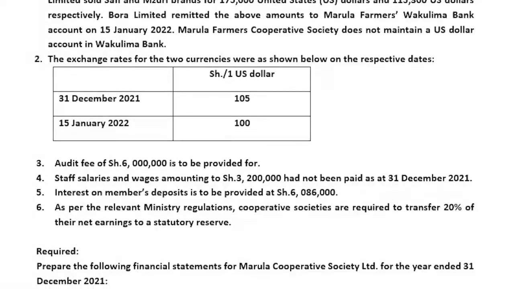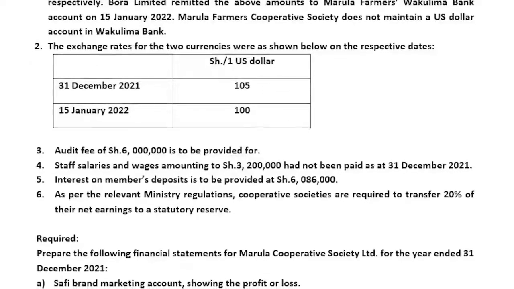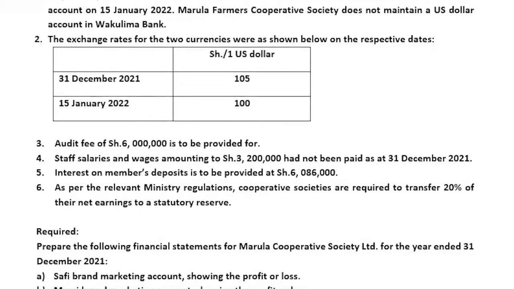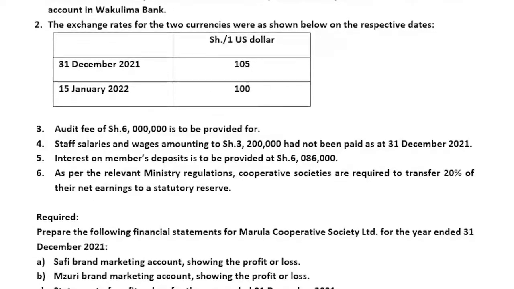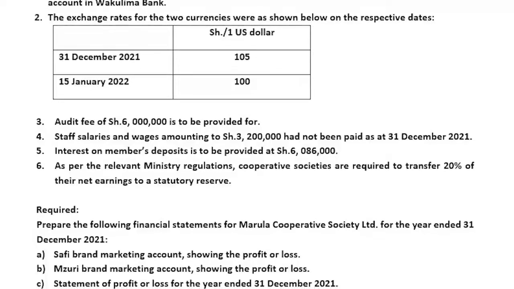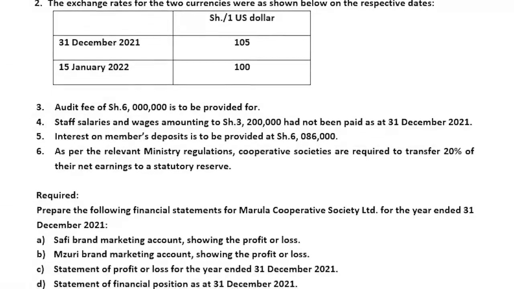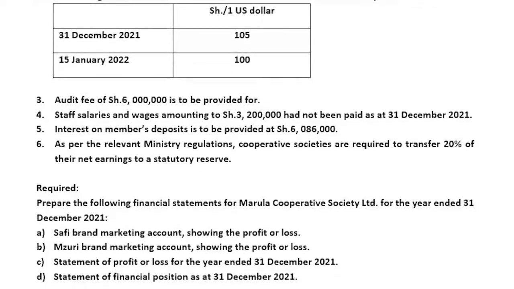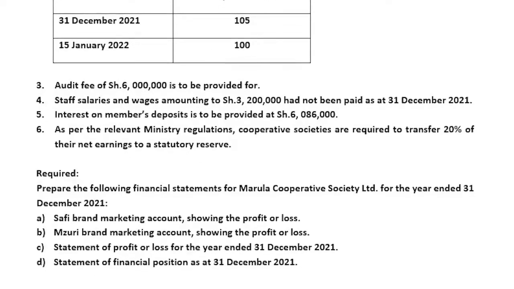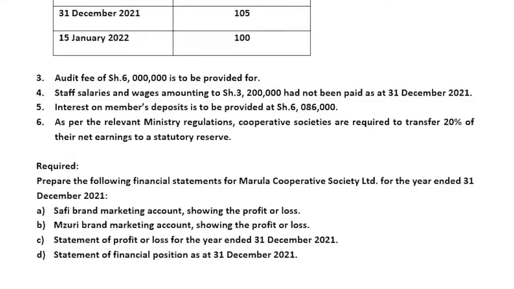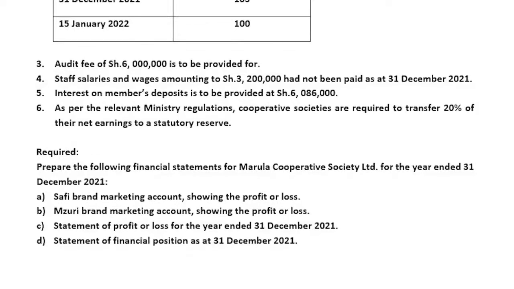Number 3, we are told audit fee of 6 million is to be provided for. Number 4, salaries and wages amounting to 3.2 million had not been paid. These are accrued salaries and wages. Number 5, interest on members' deposit is to be provided at shillings 6.08 million. And then finally, we are told, as per the relevant ministry's regulation, cooperative societies are required to transfer 20% of their net earnings to statutory reserve fund.